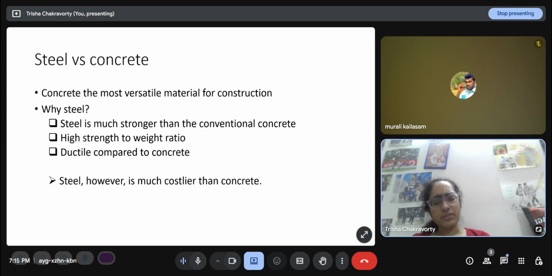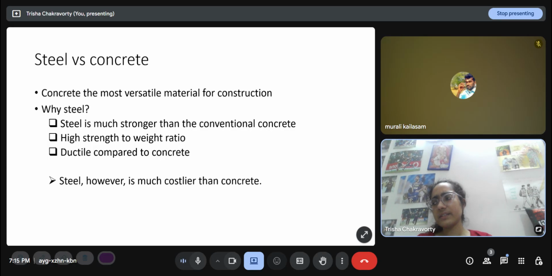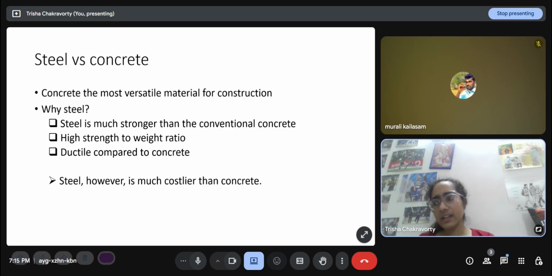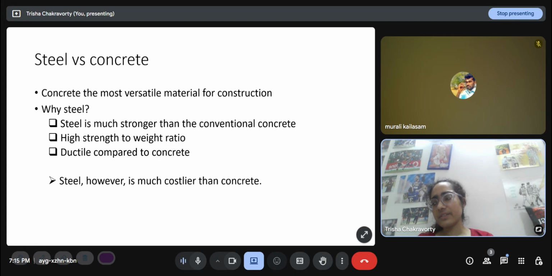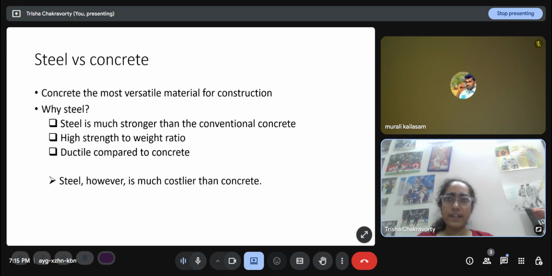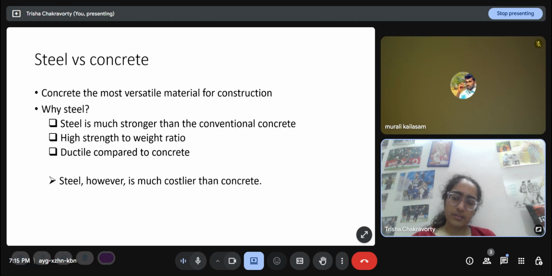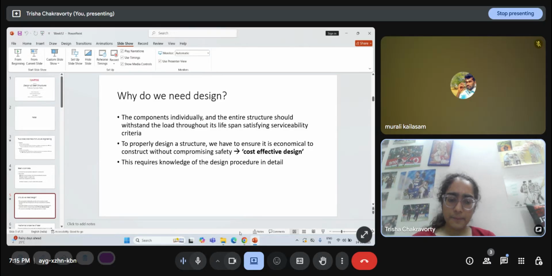Steel is, however, much costlier than concrete, so we don't just use steel everywhere. We use steel in structures with high demands, like tall towers or long span bridges and all that. And in roof trusses also we use it because it's a very lightweight material. Why do we need design?